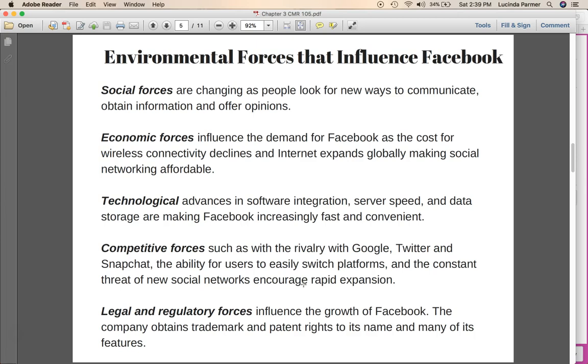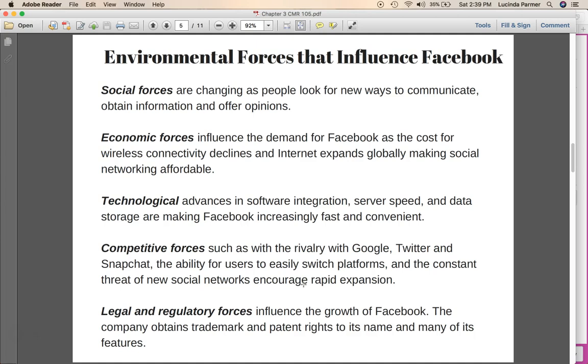Okay, let's look at the technological advances in software integration. Server speed and data storage make Facebook increasingly fast and convenient. So, right, using technology definitely helps Facebook. The easier it is for the company itself to manage its platform and keep it up and running, that's going to affect Facebook.